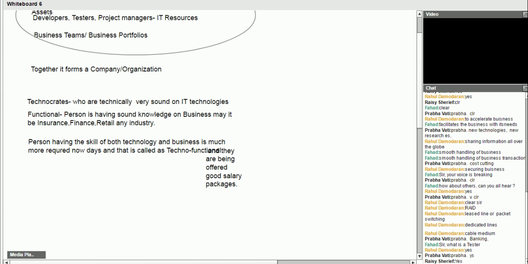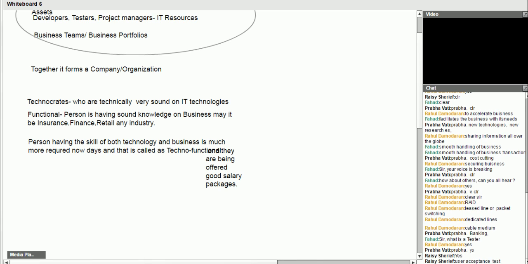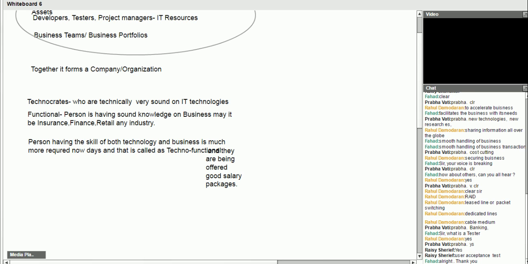Okay, so Fahad is asking what is a tester? A tester is somebody who, when you develop any software product, before releasing or deploying that product, finally tests it once, just to ensure that whatever product you have developed is working fine or not. So that is called user acceptance testing. Yes, that's right. Yes, Rizi, you are right.